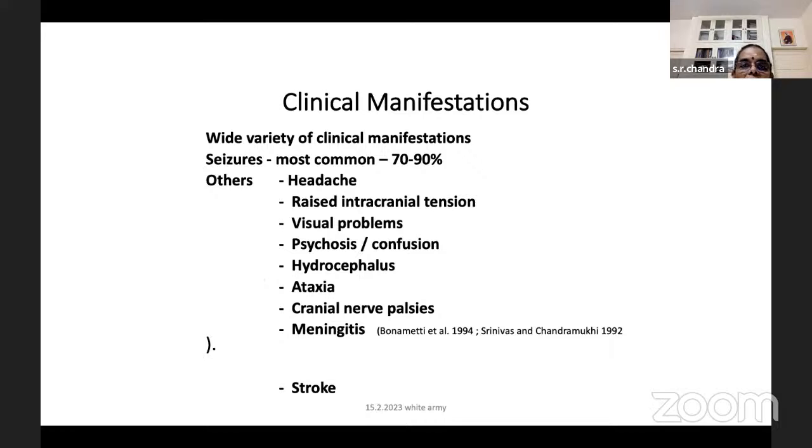So, clinical manifestations of cysticercal meningitis: a wide variety of clinical manifestations, but seizures are very common. Headache, raised intracranial pressure, visual problems, psychosis, confusion, hydrocephalus, ataxia, cranial nerve palsy, meningitis, and strokes.